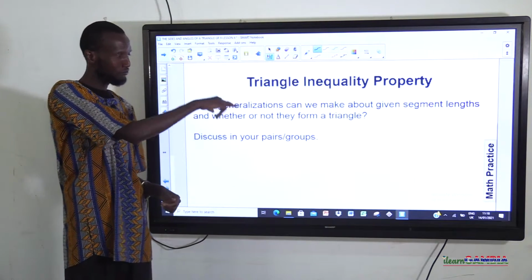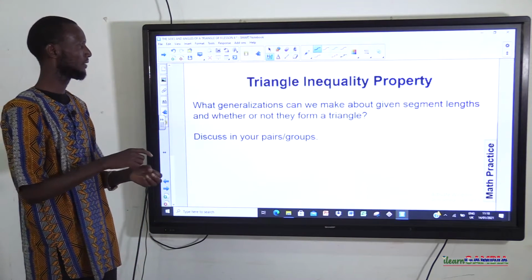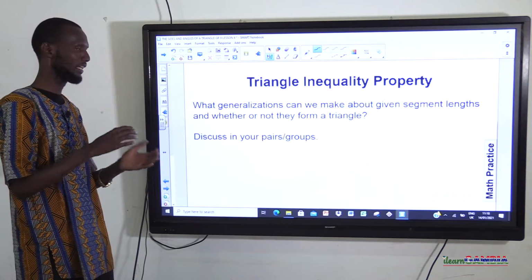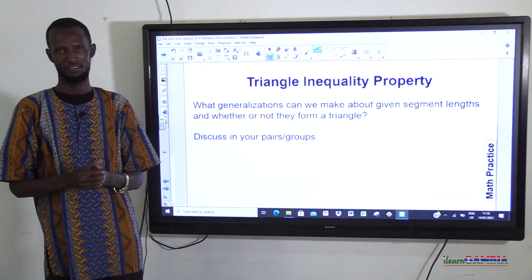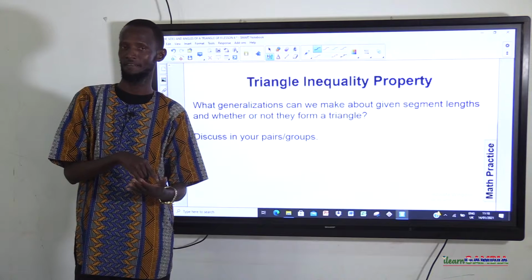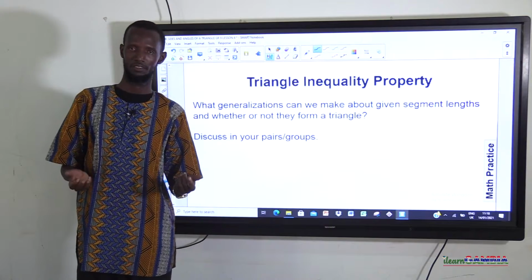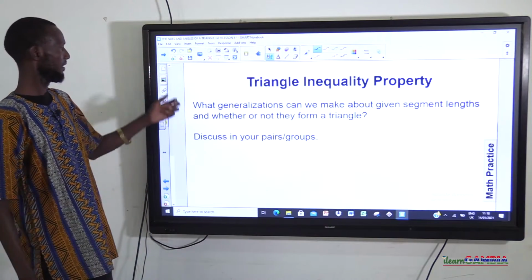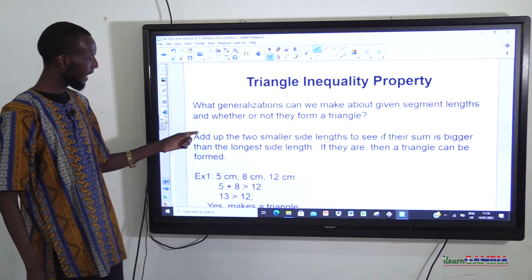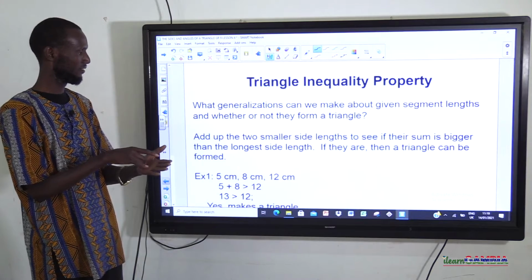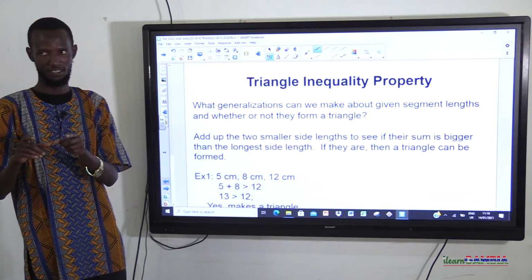Now, based on what we have just done, what generalizations can we make about given segment lengths and whether or not they form a triangle? I don't know if you observe any pattern in what we have done so far to determine whether the three given sides can form a triangle. What did you observe? Okay. What we can conclude is that you add up the two smaller side lengths to see if their sum is bigger than the longest side. All right? That's an easy one.